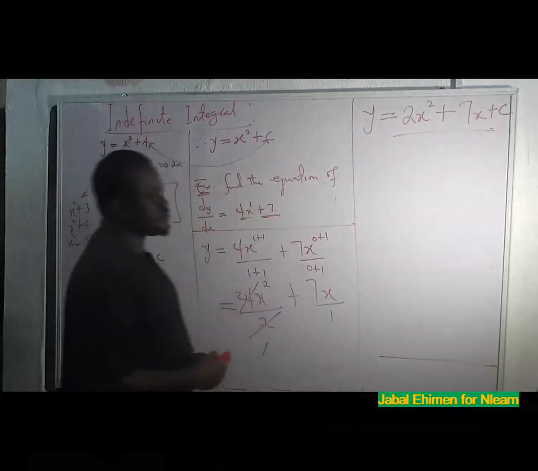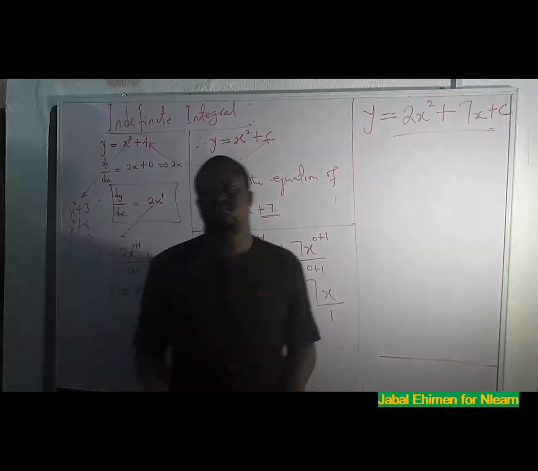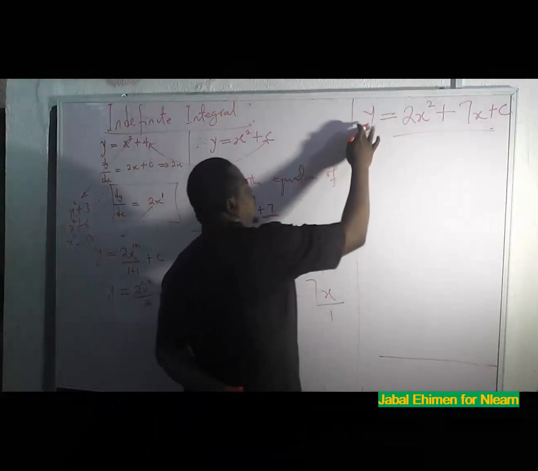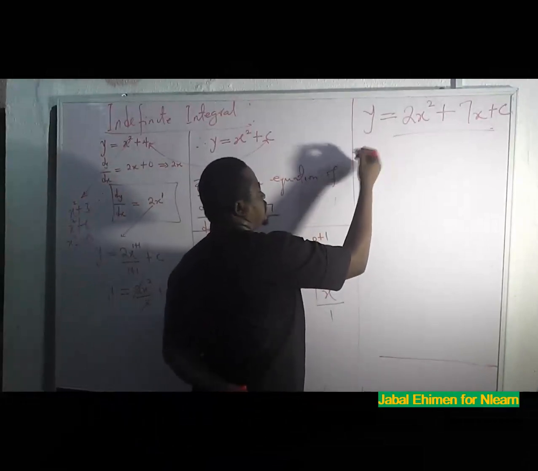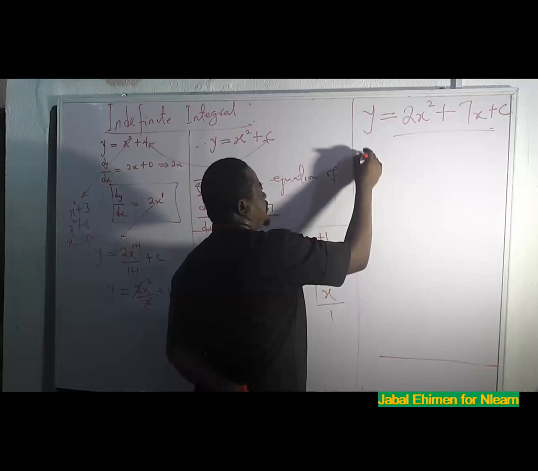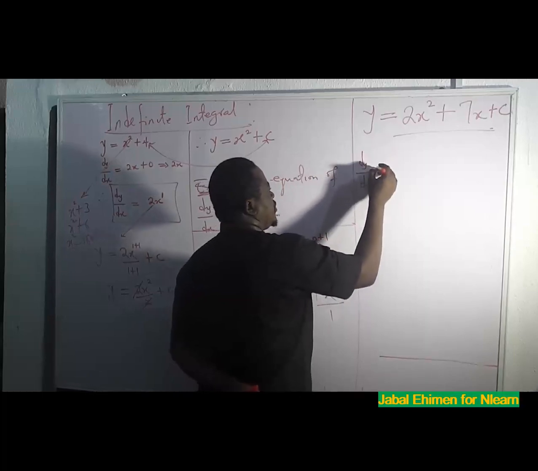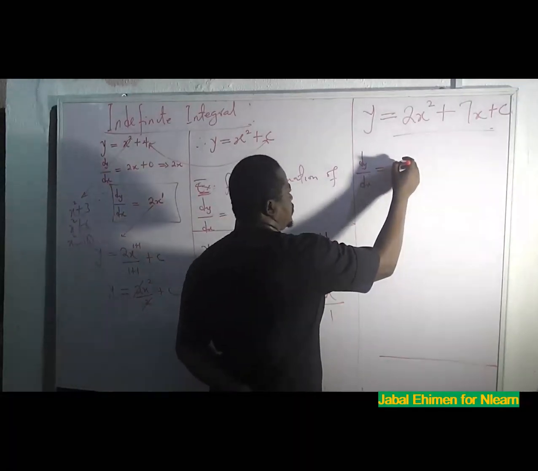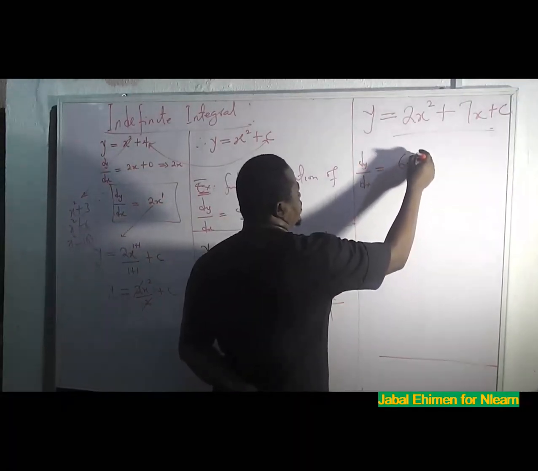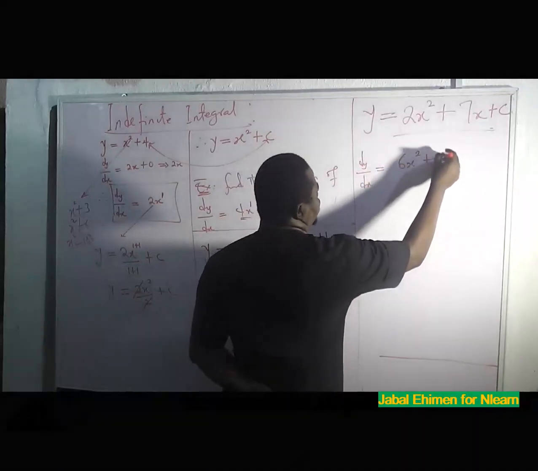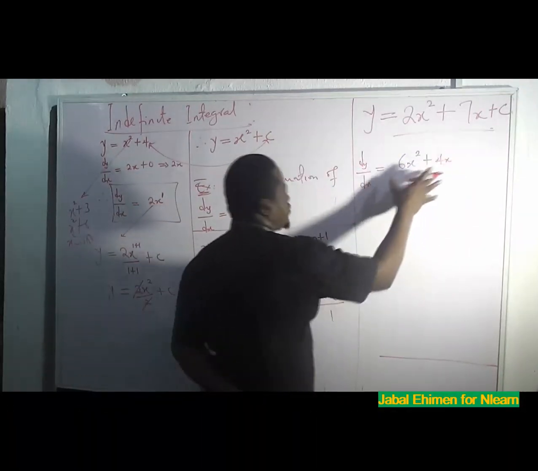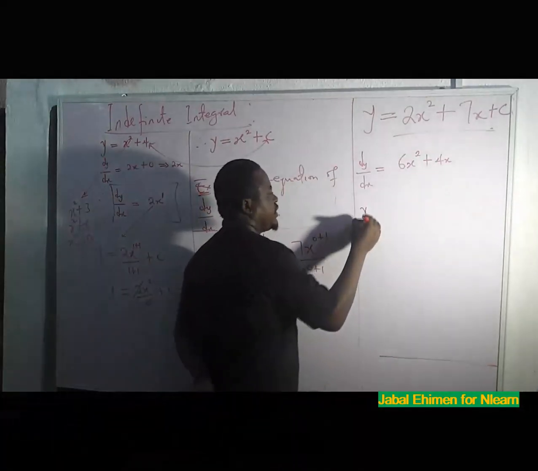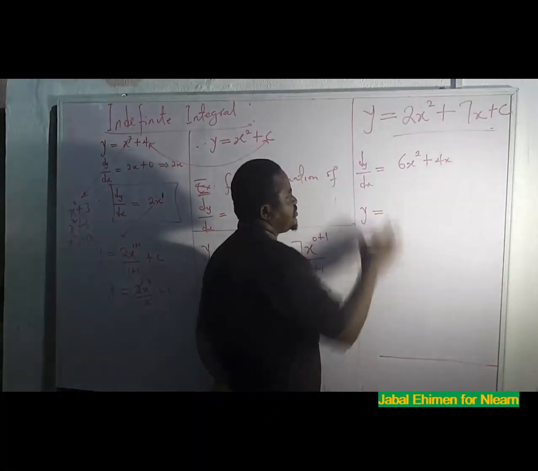Now that is that. You can have other statements like, for example, you are told that the differential equation of a variable, say dy over dx, is 6x squared plus 4x. You're told that you have something like this, and you should find the equation. What is y now equal to? Let's find it.